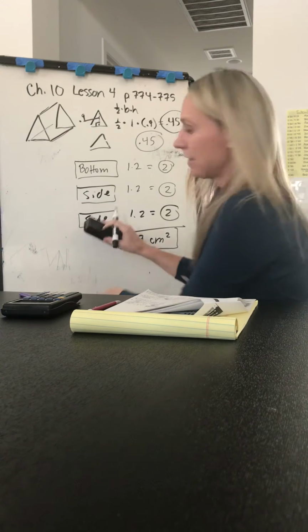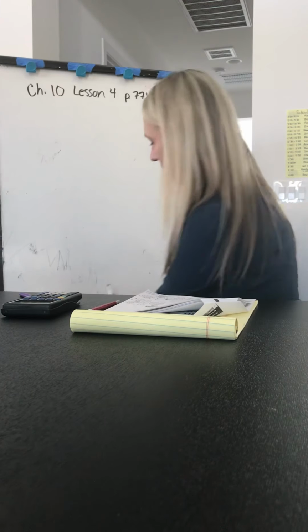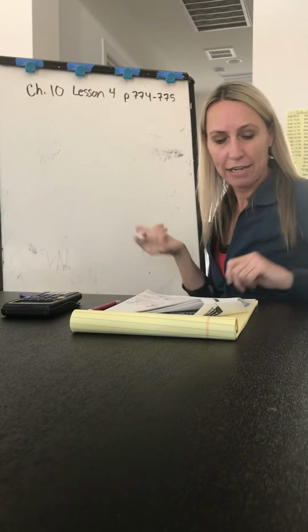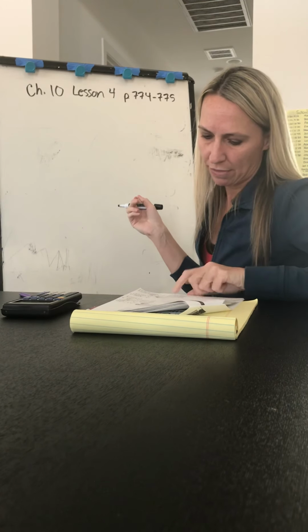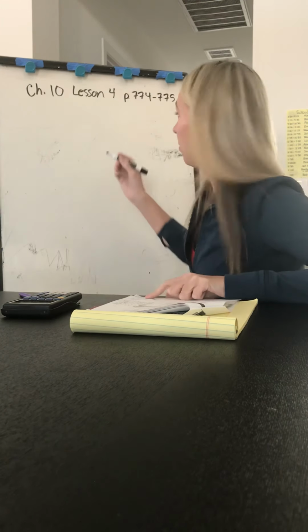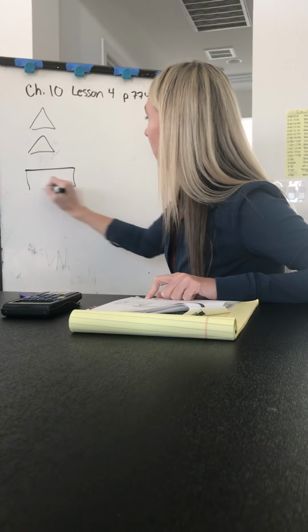Now right underneath it, there's a practice problem, and you can hit pause if you want and try it, and then I'll do it right now. So I'm on letter A. We have the 2 triangles, and then we're going to have 3 rectangles.